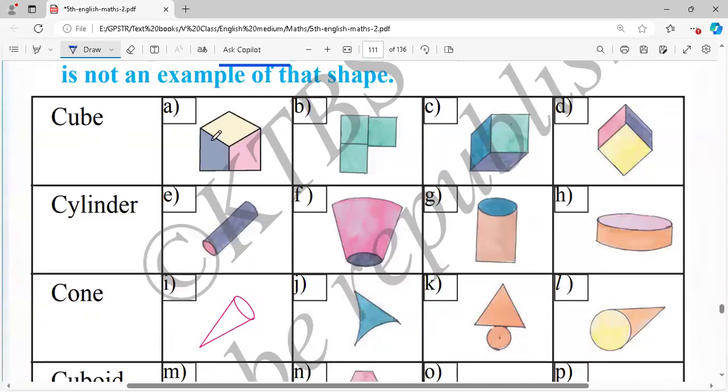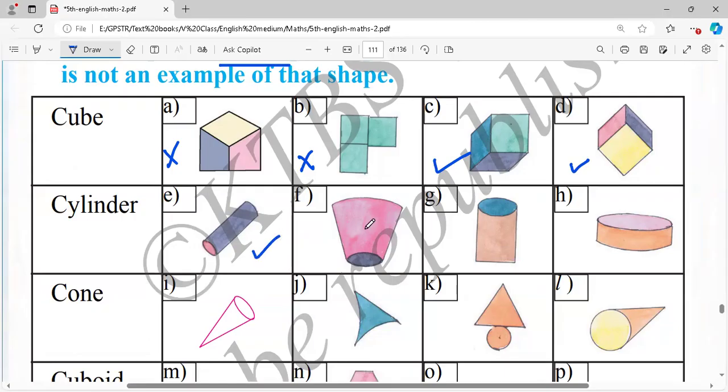Cube. This is not a cube because here the square is not there. This is not a cube. This is also not a cube. Only three squares are there. If the fourth one is there, then that becomes a cube. This is a cube. This is also a cube.